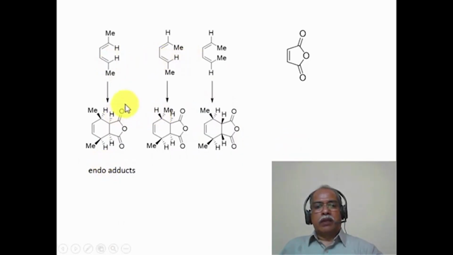You consider carefully the transition state that is resulting from the endo approach, then you will be able to figure out the relative stereochemistry of all the three isomers, which are diastereoisomers with respect to each other.